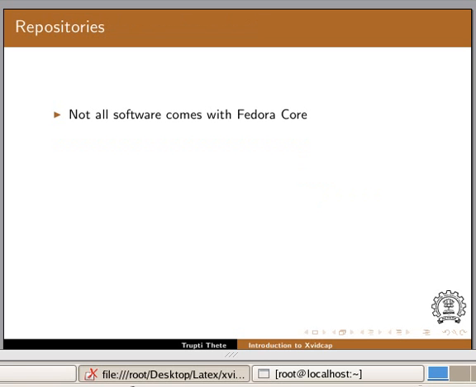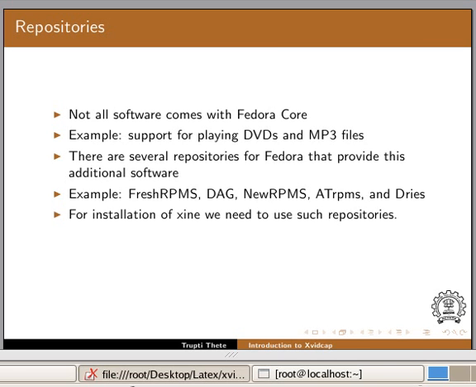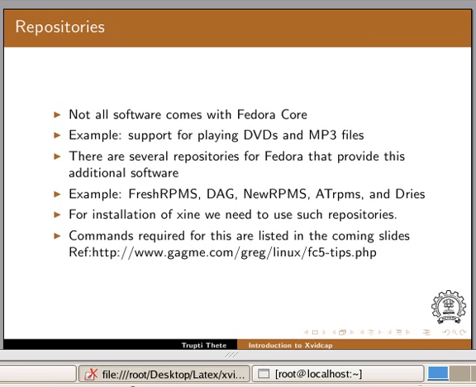All the software does not come with Fedora Core. For example, support for DVD players, MP3, etc. is not present there. But there are several repositories for Fedora that provide these additional softwares. For example, FreshRPMs, DAG, NewRPMs, ATrpms, Dries, etc. For installation of Xine, we need to use such repositories. Commands required for this are listed in the coming slides.